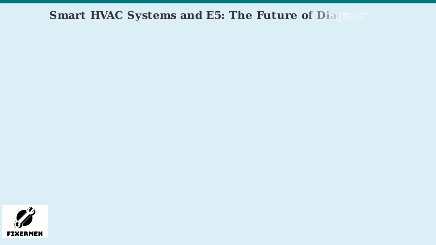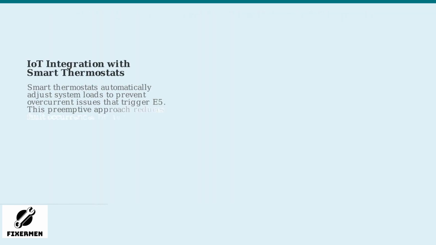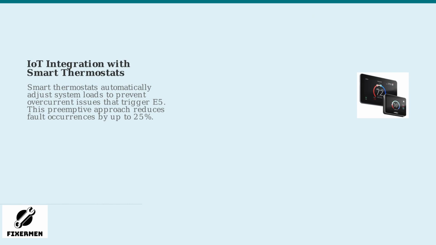Modern Lennox systems are incorporating smart technology to revolutionize HVAC diagnostics and prevent E5 errors before they occur. IoT integration connects smart thermostats to the HVAC system, allowing automatic load adjustments that preempt E5 errors. By monitoring usage patterns and environmental conditions, these thermostats optimize performance and prevent excessive current draw.